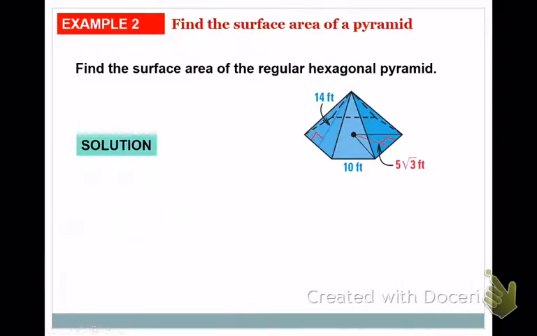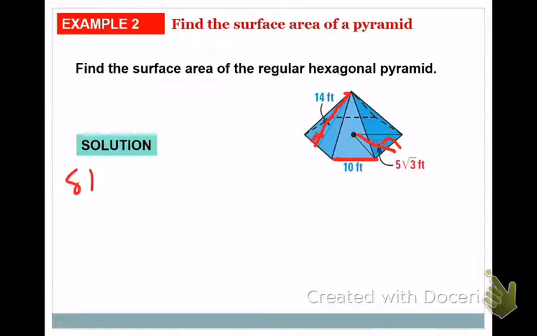So now we have another example. Find the surface area of the pyramid. It looks like we have all the information we need. We have the length of each side of the hexagon, we've got the slant height, and we've got the apothem, right? So let's plug into our formula.